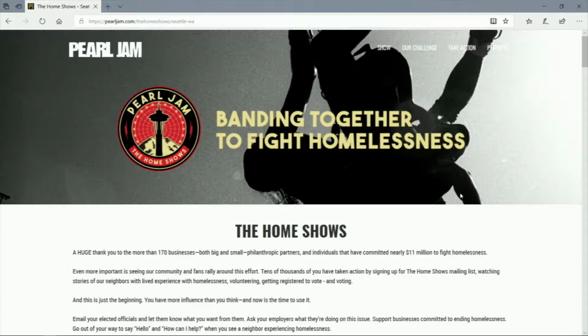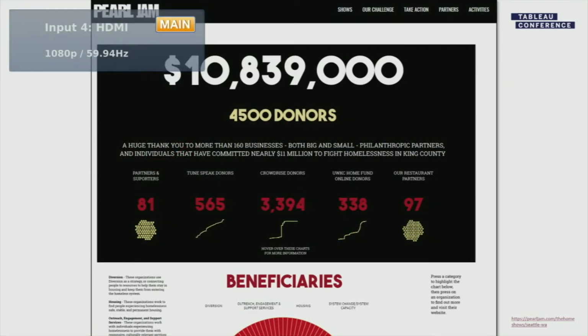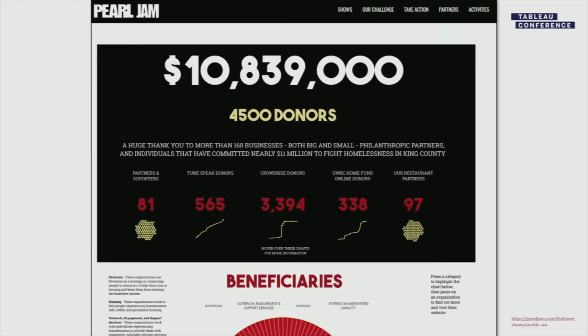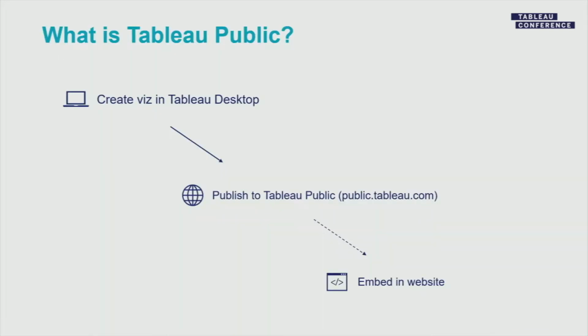Now, the way they do that is that they publish their vizzes to Tableau Public, and then from there, they're embedded in the website, just as we've seen here. So you publish your viz to Tableau Public, grab the embed code, put it in the website, 2 clicks, and it's live. The step before, though, is obviously you need to build your viz, and you do that in Tableau Desktop, the tool we all love, the tool we all know.